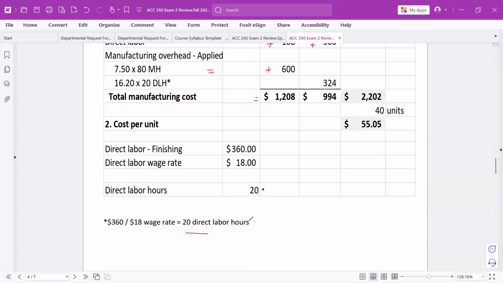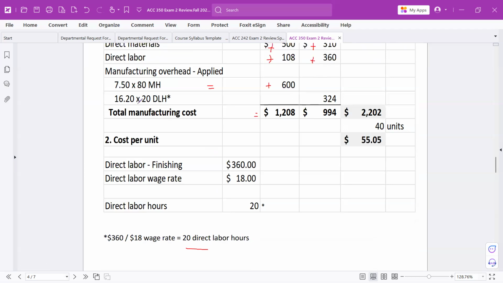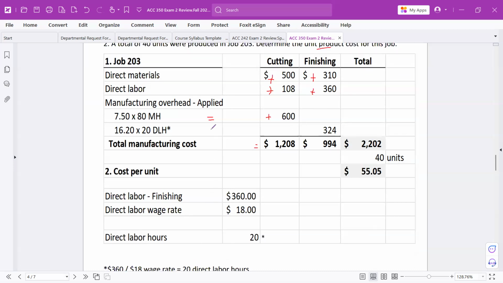So we can apply that overhead here by taking 1620 times the 20 direct labor hours that we found down here. And that's the applied overhead for the finishing department. So the materials plus labor plus the overhead gives us the total cost in the finishing department. And the total cost of the job, well, we've got to put all this together.